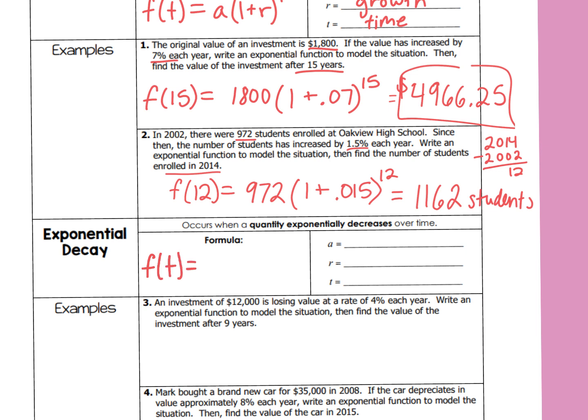F of t is going to be, what'd you say, Trinity? It's going to be subtraction, yeah. 1 minus r to the t power. Okay, a, r, and t are still the exact same thing as what they were. So a is still your initial amount, r is still growth, t is still time.